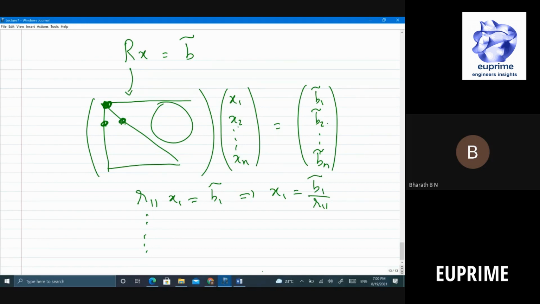This is one way. This is called QR decomposition. Okay, keep that in mind. Is that fine? Any questions? This is the first decomposition that we looked at.